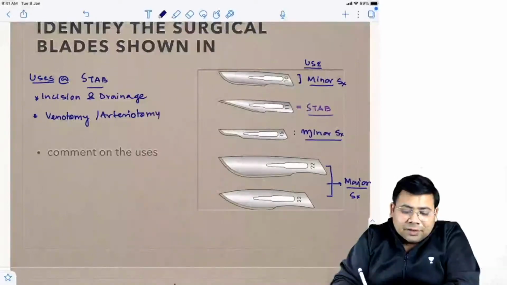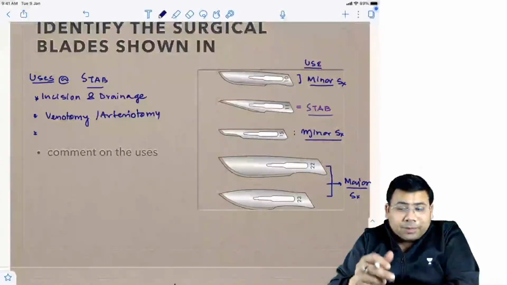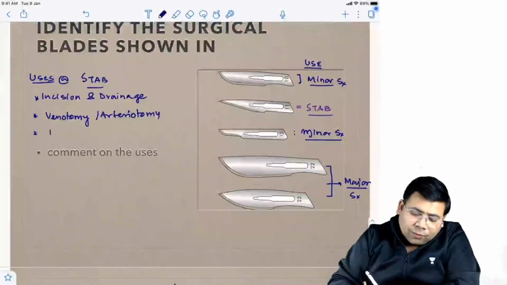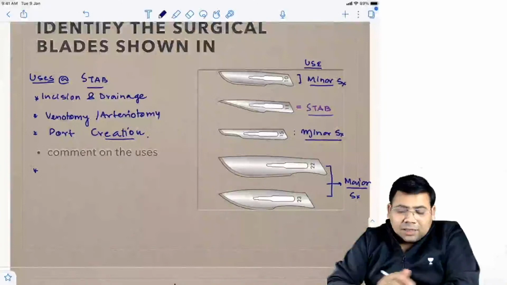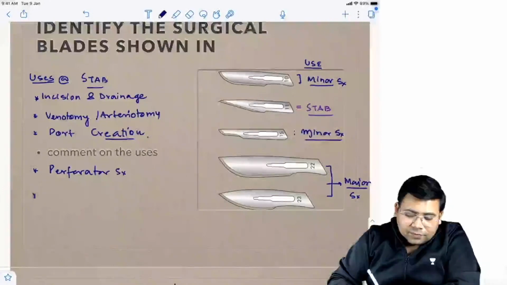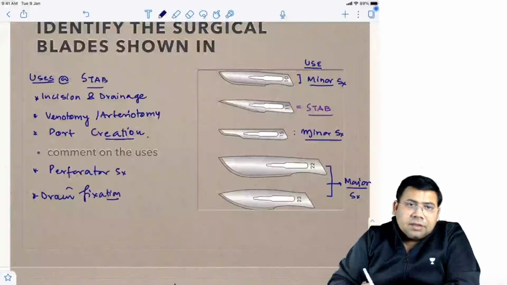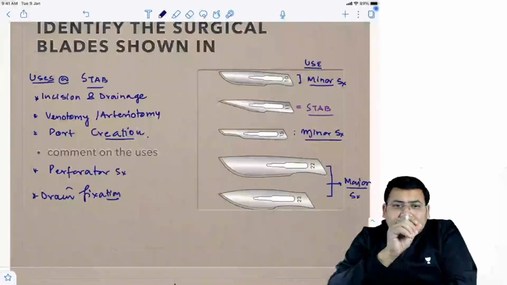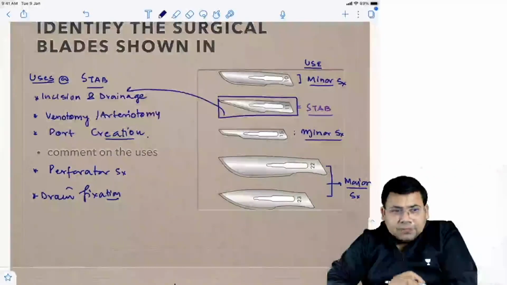What else? If you have seen my videos on laparoscopy, and how I create a port, I use this blade number 11. So for port creation, if you have still not seen, you can go to my YouTube channel and see there. What else? Apart from this, perforator surgeries, and drain fixation. So these are all the places where you use blade number 11. So stab is a very important blade. And these are all the uses of the stab.